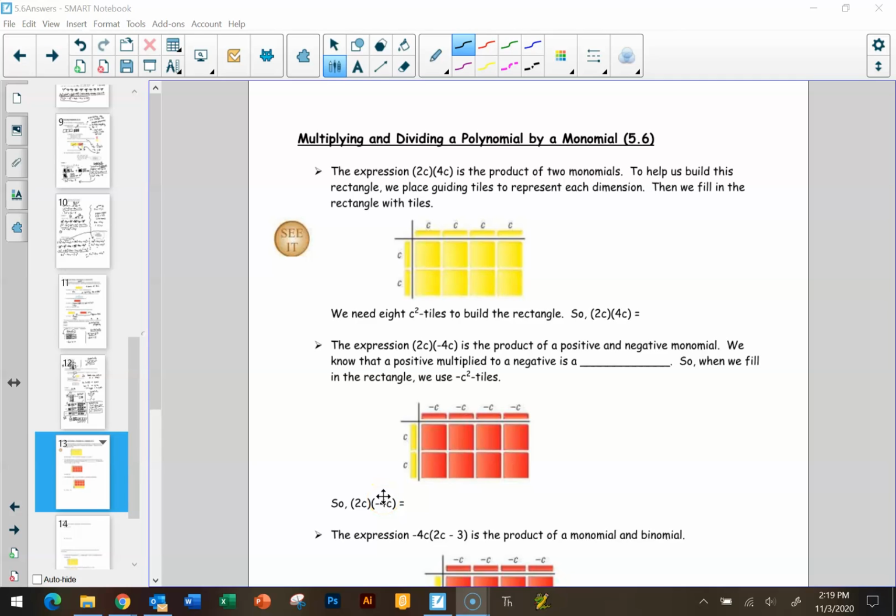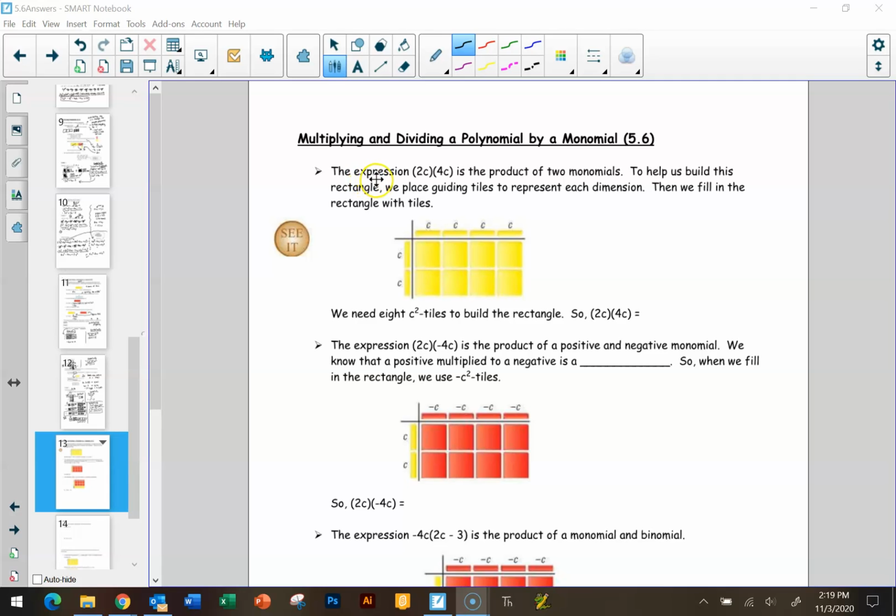Hi, Math 9 students. Yesterday, or in the prior video, we discussed multiplying and dividing polynomials by constants. Now, we remember constants don't have a variable attached to them. They're just essentially numbers. But today, we're going to be multiplying and dividing polynomials by a monomial. And we know that monomials have a variable, just one variable, right? It's a coefficient in front of a variable.